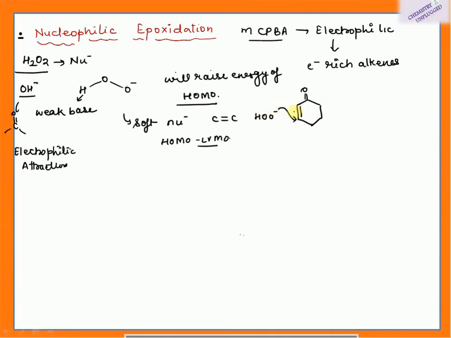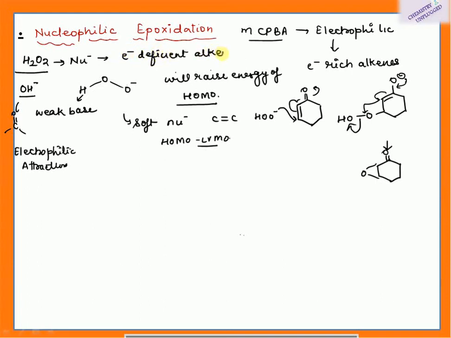This bond will shift. It will shift like this. Then this charge will come back and this will shift here and it will attack this oxygen atom and this OH minus will be removed. So it will give me this product. So it is a very important point that MCPBA will attack electron rich alkenes because it is electrophilic in nature, and H2O2 is nucleophilic in nature. That is why it attacks electron deficient alkenes which are poor in electron density, like alpha beta unsaturated carbonyls. Okay, so this is the basic difference between the epoxidation with H2O2 and MCPBA.